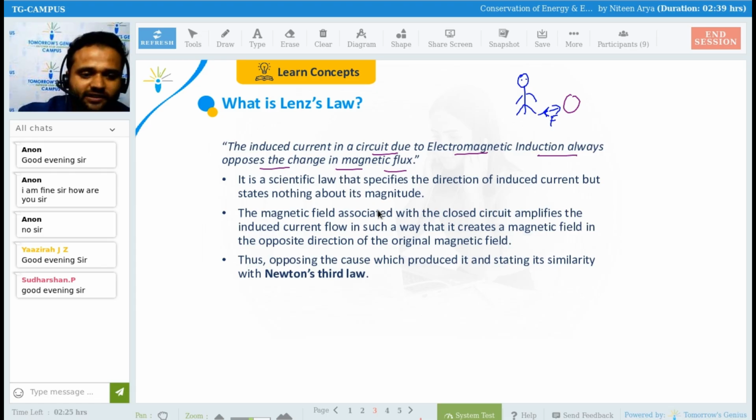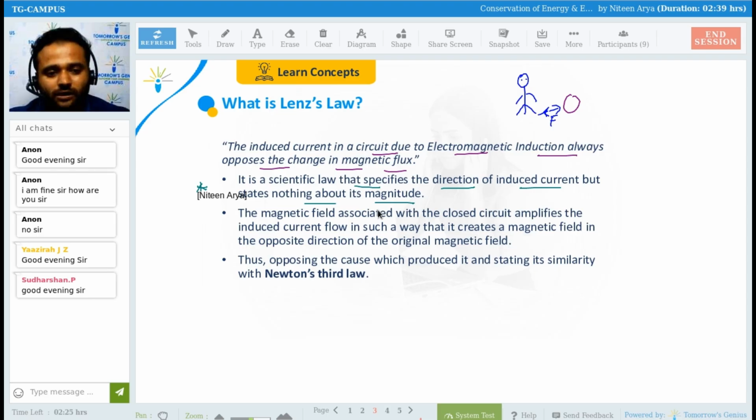Simple and clear. That is written over here. Let's read it out. It is a scientific law that specifies the direction of induced current. It gives the direction of the induced current, but it states nothing about its magnitude. Clear enough? Lenz's law tells about the direction only, nothing about magnitude. Magnitude we are going to find out with the help of a formula or relation.